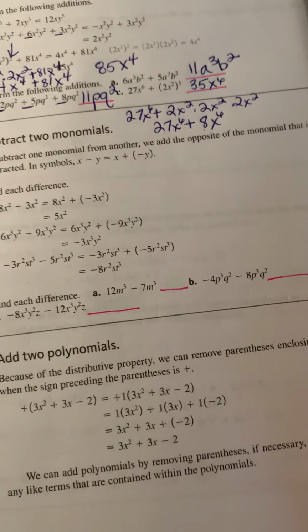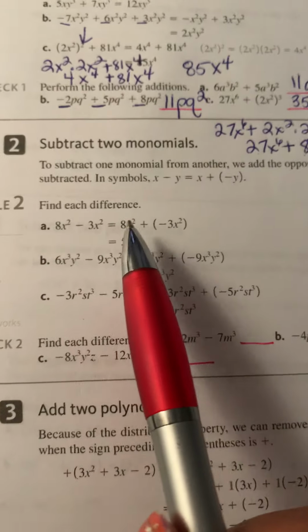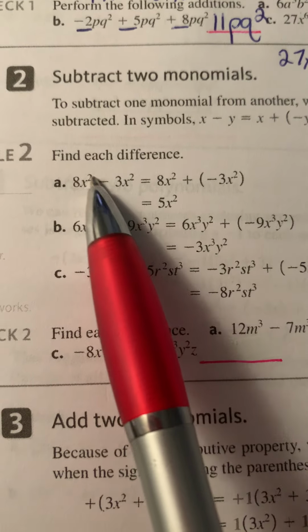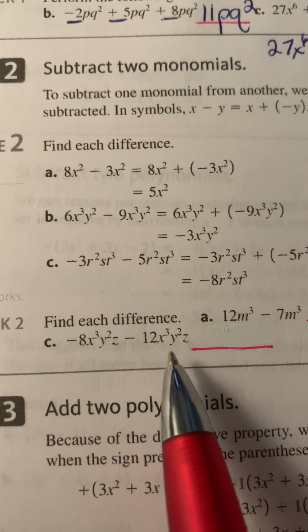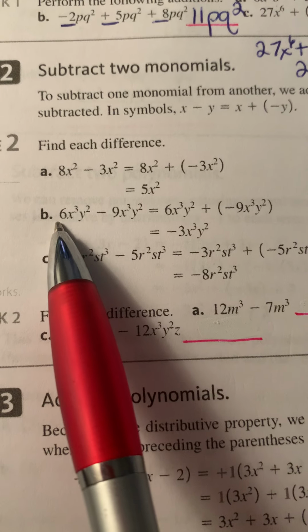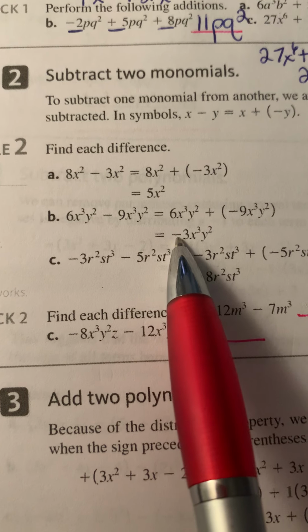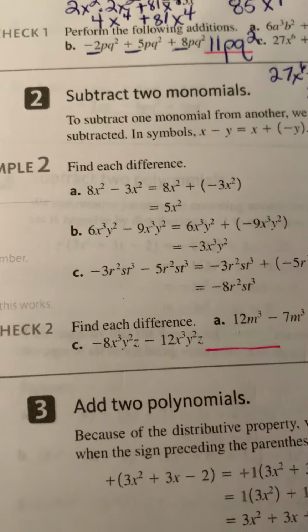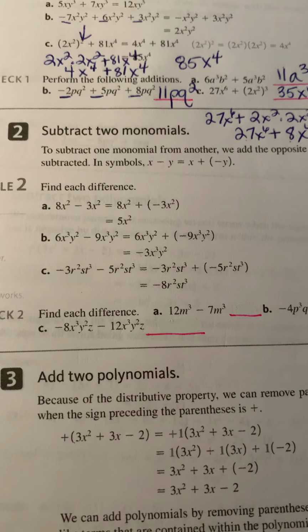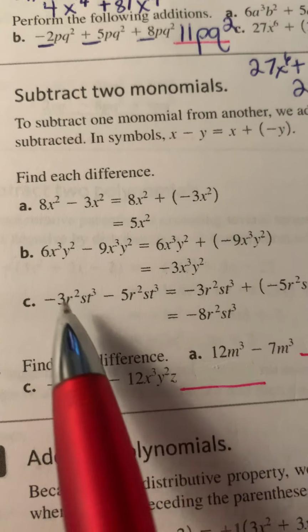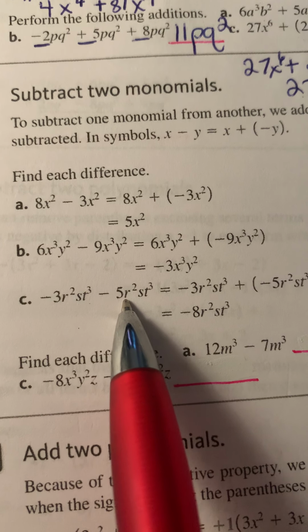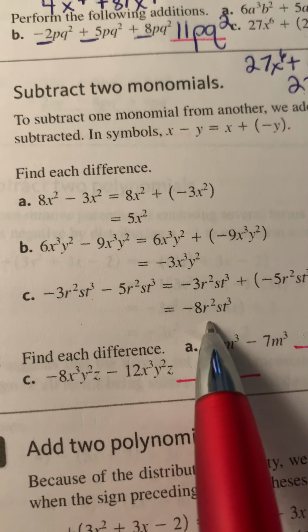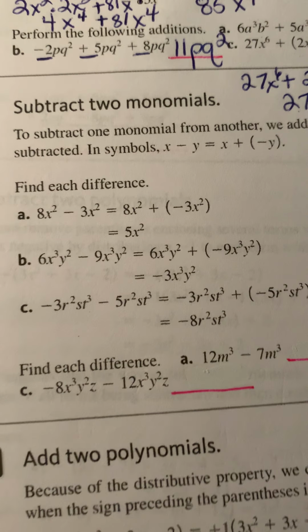Okay, subtract 2 monomials. So we're just subtracting. 8, take 3 away is 5, and leave the exponent alone, x squared. I think y'all can get these. 6 minus 9 is -3 in your calculator, and leave x cubed y squared. Leave that alone. Okay, the same thing for C. You want to make sure they are like terms, and then to throw you off, -3 minus 5 in your calculator is -8. R squared t cubed.